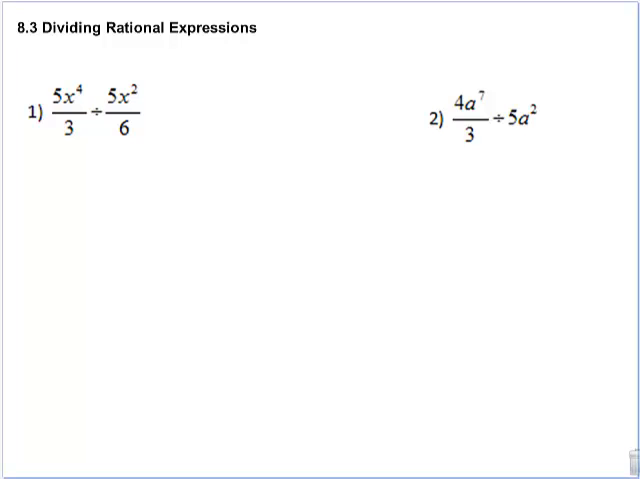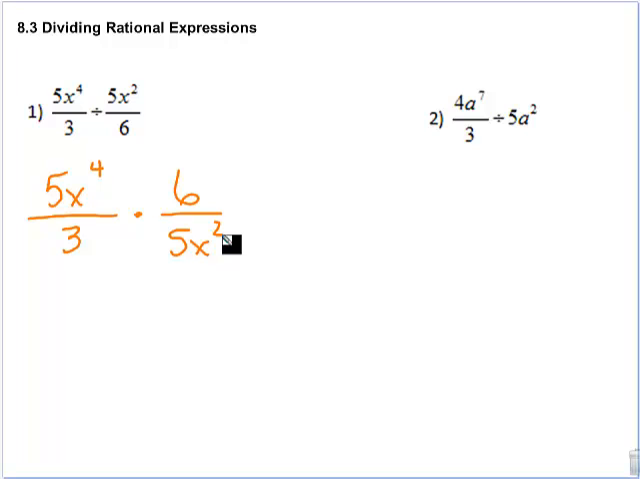So our first problem here is 5x to the 4th over 3 divided by 5x squared over 6. First, we need to rewrite this as a multiplication problem. So how do we rewrite this one as a multiplication problem? 5x to the 4th over 3, the first rational expression, stays the same. Yep, and then we will multiply by 6 over 5x squared.